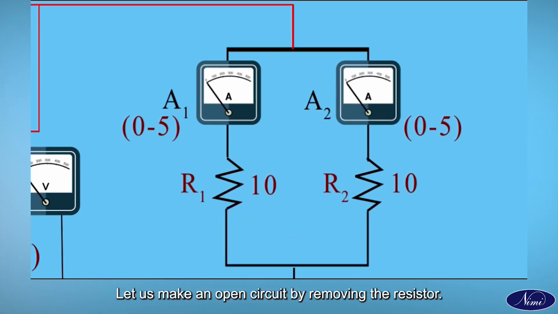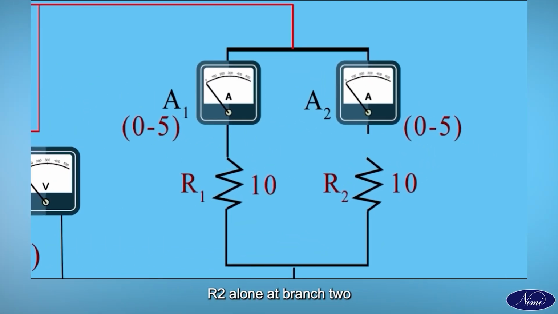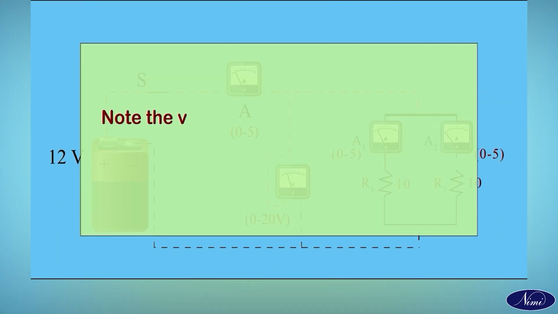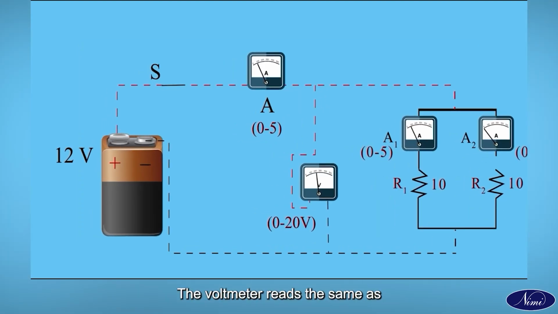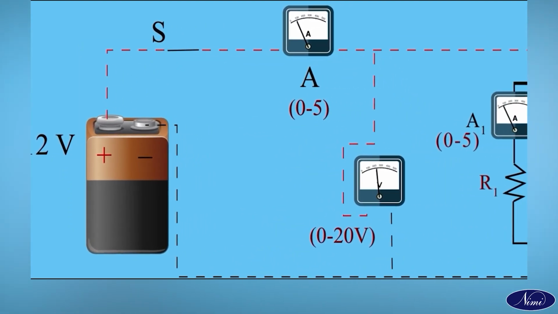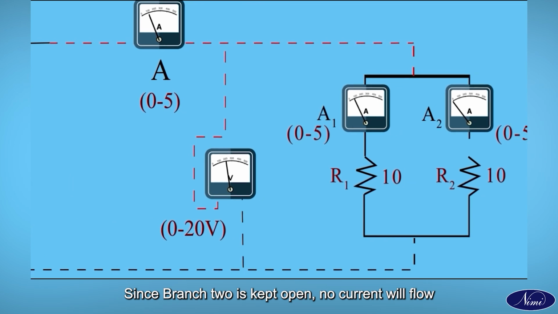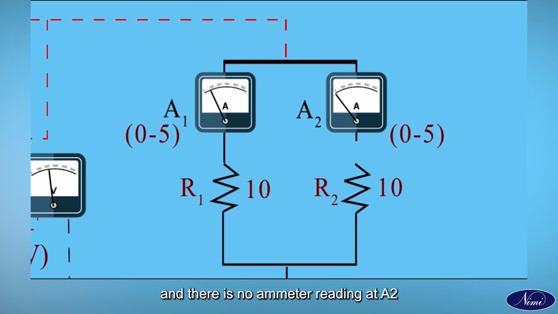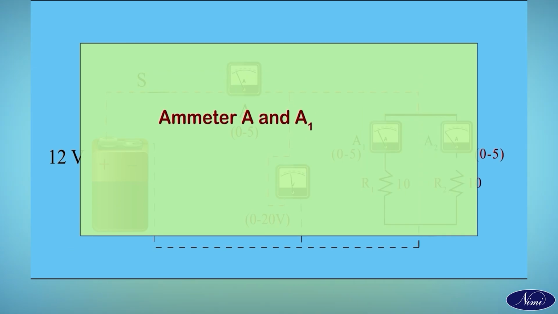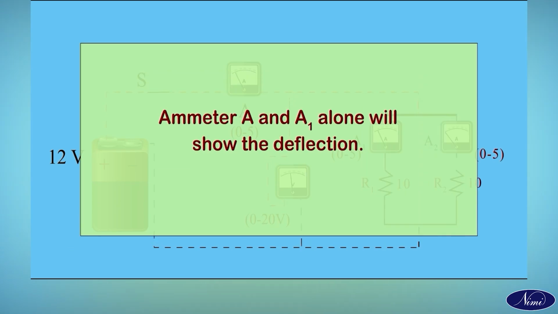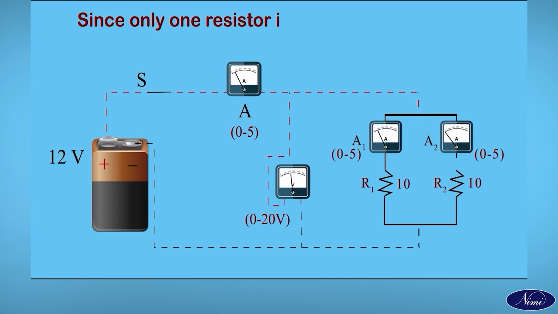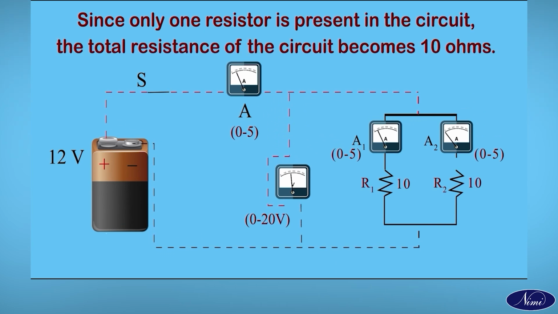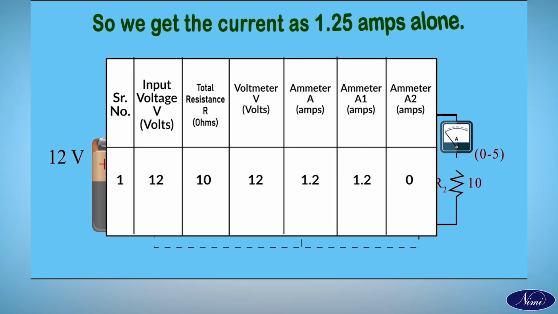Let us make an open circuit by removing the resistor R2 alone at branch 2. Now close the switch S, note the voltmeter and ammeter readings. The voltmeter reads the same 12 volts. Since branch 2 is kept open, no current will flow and there is no ammeter reading at A2. Ammeter A and A1 alone will show the deflection. Since only one resistor is present in the circuit, the total resistance of the circuit becomes 10 ohms. So, we get the current as 1.25 amps alone.